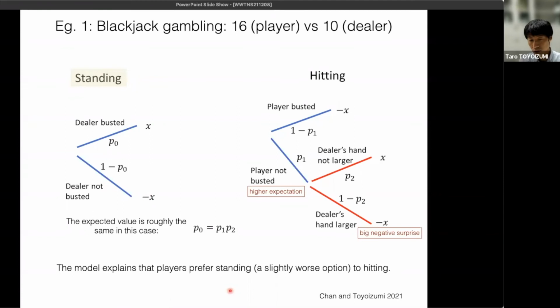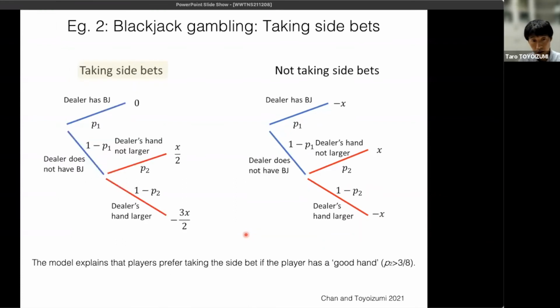And the result is rather robust to the parameters. It holds for k value greater than 1 and for arbitrary convex nonlinearity. So this is example 1. Let me talk about the second example. It's again the blackjack gambling, but it's about taking side bets.